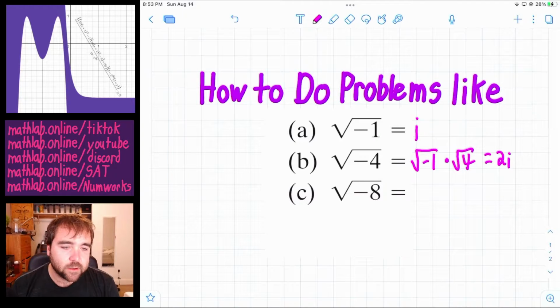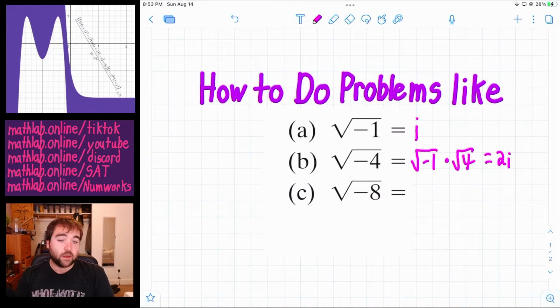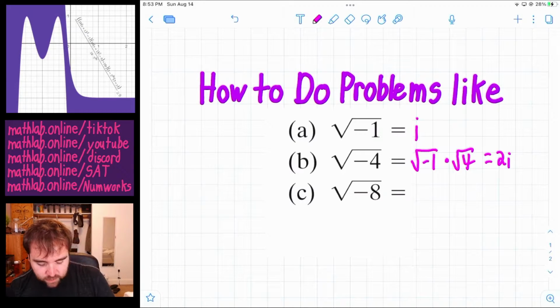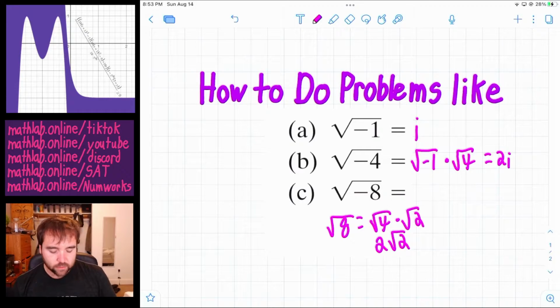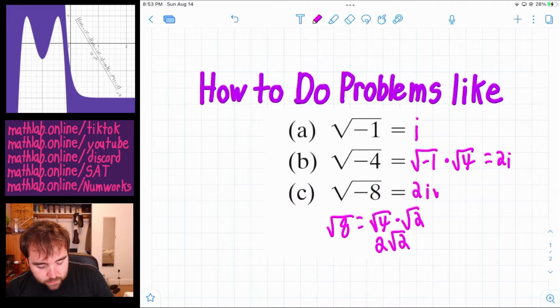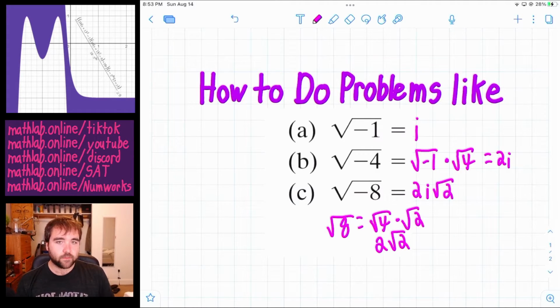So that's the idea. You see, really, you're just taking the square root of 4, which is 2, and then the negative is just becoming an i. And so c is going to be the same idea. You're just going to take the square root of 8. So if you need to think about what the square root of 8 is, well, 8 is 4 times 2. So the square root of 4 times the square root of 2. So it's 2 root 2. So the answer, the square root of negative 8, is going to be the same thing, just with an i. So 2i times the square root of 2.